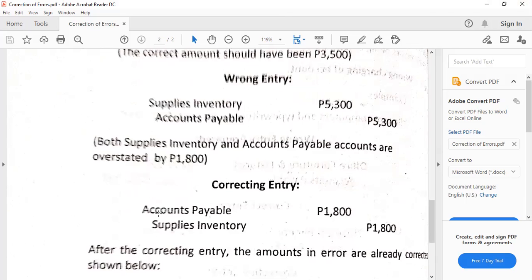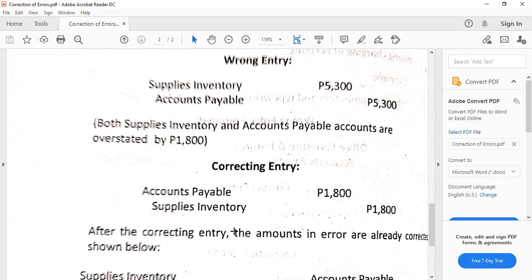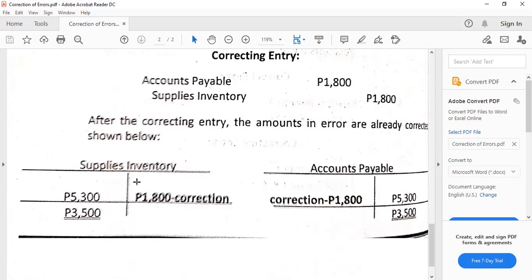This means that we have to reduce accounts payable by the difference. Normally, if it is a transposition error, the difference is divisible by 9. So this is divisible by 9, 1,800 for sure. You can use your calculators. So we have to deduct accounts payable by 1,800, and we are also going to deduct supplies inventory by the same amount. After we make this correcting entry, the amounts will reflect the corrected value. So supplies inventory will be 3,500 and accounts payable will also be 3,500. All right, so that is for case 2.